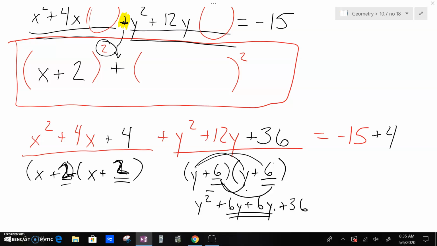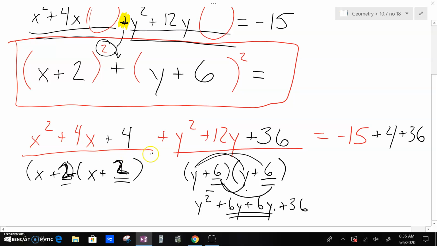And the book tends to give us pretty nice values to be looking at. So I added the 4 to the left side, and I had to add it to the right, add the 36 to the left side, have to add it to the right. And that means what I've got then is something that looks like this.